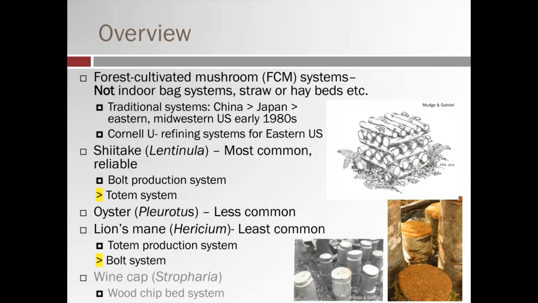Wine cap or Stropharia, I'm going to talk about less today because we have less direct experience with it, but it's almost an entirely different system. It's a wood chip bed system, so beds of wood chips, but still forest grown nonetheless.